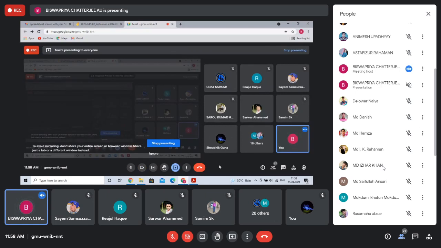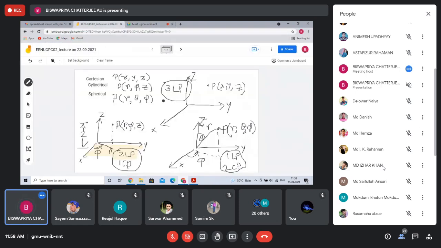Now in the case of cylindrical and spherical systems, if it is offline mode, then I can show you. However, in the case of these three linear planes, in the Cartesian system, you can easily visualize those three are orthogonal to each other. Orthogonal means 90 degrees to each other.